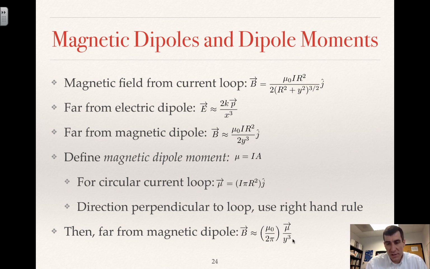One possible source of confusion: remember that mu is being used in a couple of different ways here. We have our constant mu naught, the permeability of free space, but then you also have mu, which is the magnetic dipole moment. Those are two different things.